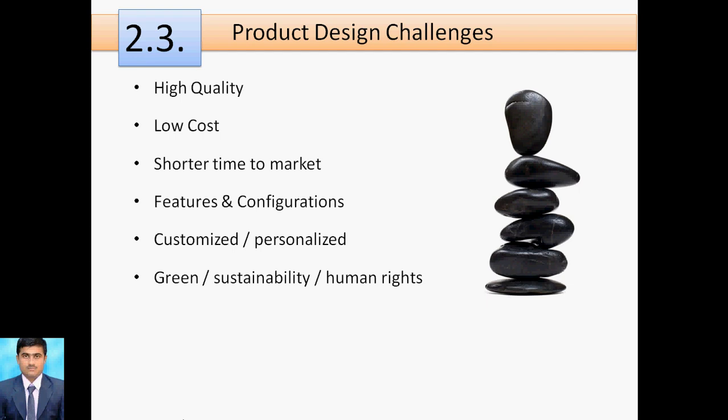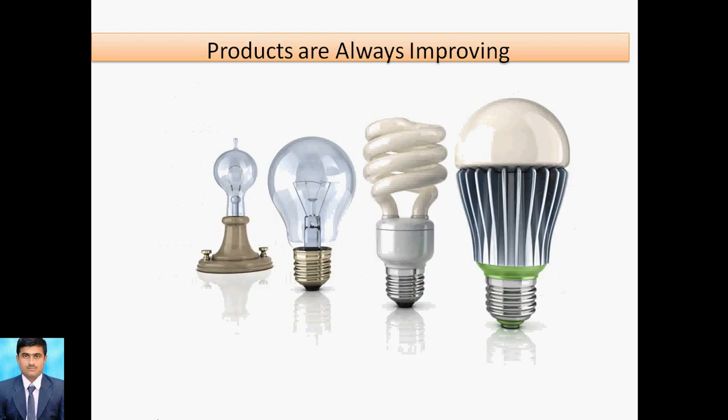Nowadays the new theme is green or sustainability or human rights. In those challenges we face material problems, material availability, and then the cost. These are the parameters we consider here, because recycling is important in greenery. So these are the product design challenges nowadays. Okay, now the next point is regarding products always improving. These are the four stages for improving the bulb. So this is regarding the theme of products.